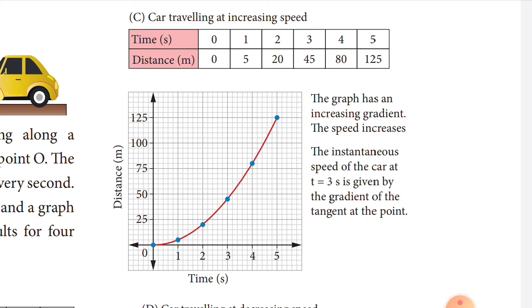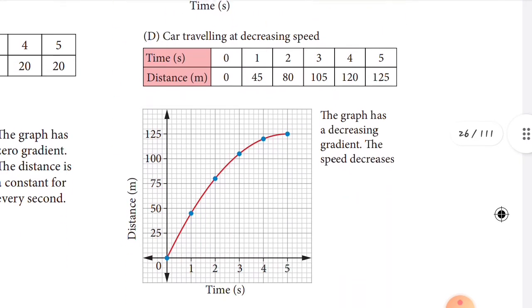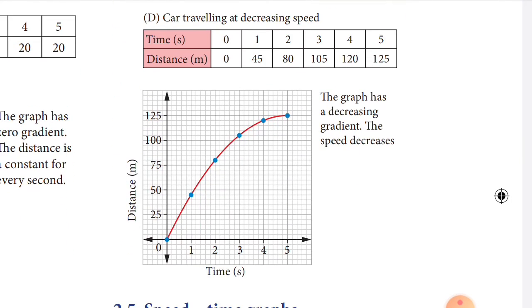See here, the instantaneous speed of the car, that means at the time 3 seconds, is the gradient of the tangent at the point. This is clear to you? Yes. See the next one, children, D.